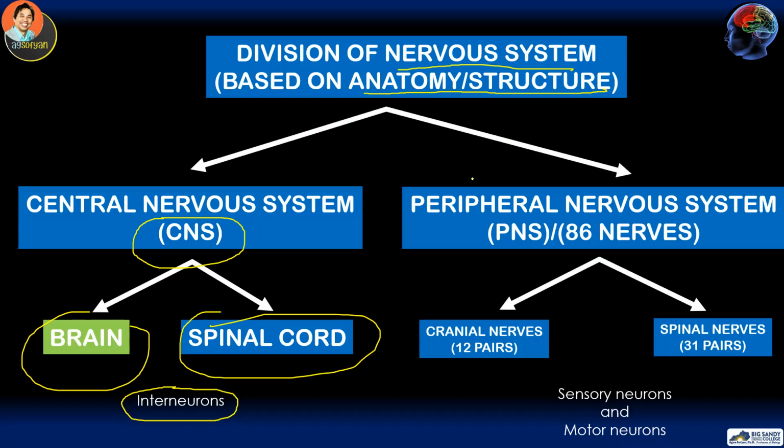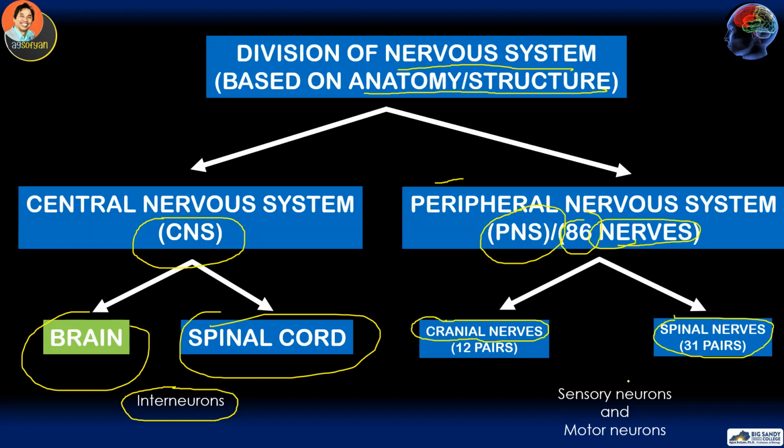The second type of nervous system is called the peripheral nervous system, or PNS. And this PNS consists of nerves. There are a total of 86 nerves that consist of 24 or 12 pairs of cranial nerves and 62 or 31 pairs of spinal nerves.